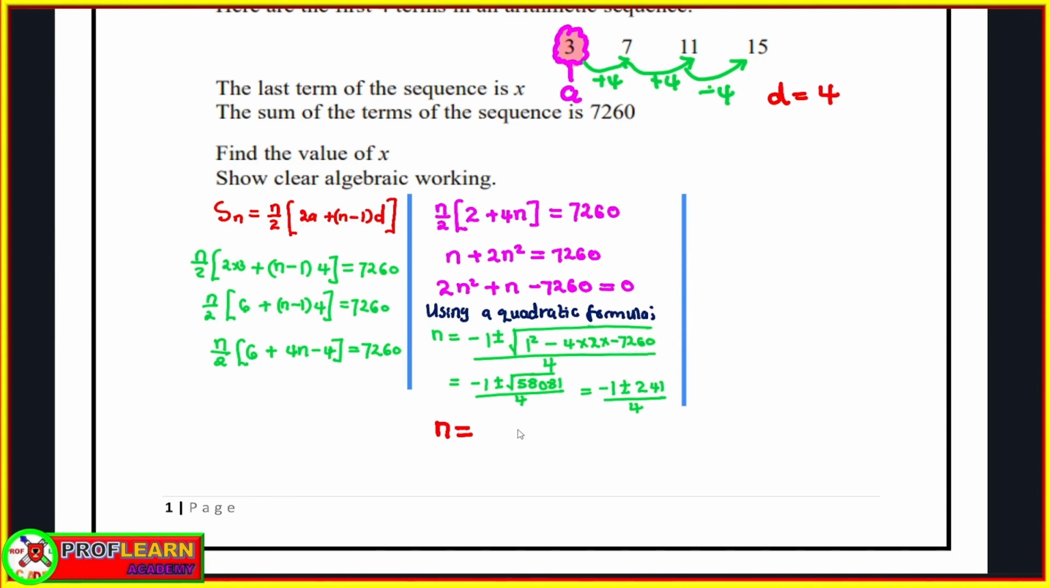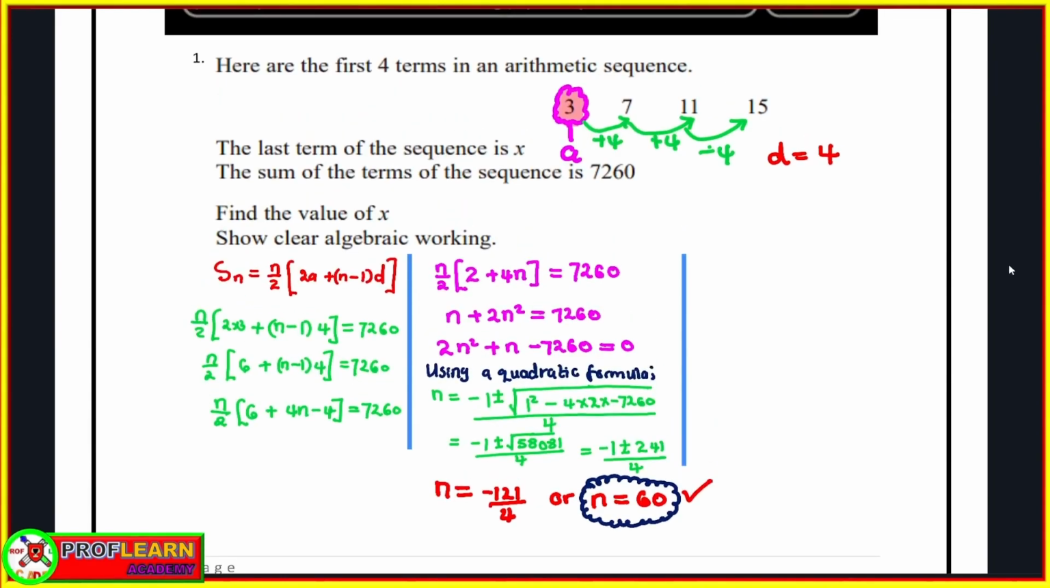Okay, so if we find n here, the first value of n is going to be negative 121/4, or n equals 60. In this case, we shall take this as our answer because we are talking of the number of terms. There's no way the number of terms can be a negative or a fraction. That's why we are saying at this point, you have to take the positive value.